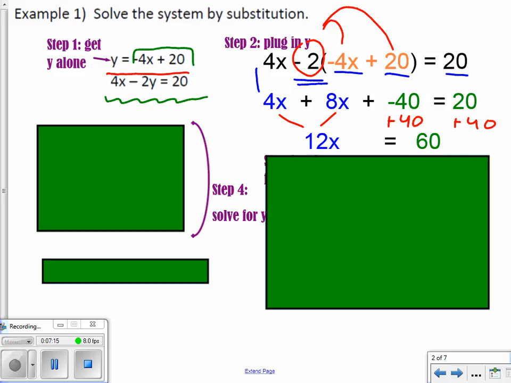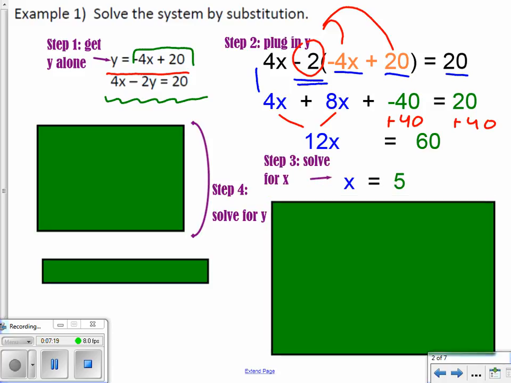From here, I'm trying to get x all alone, so I can divide both sides by 12. In fact, I'll write that in. Divide by 12, divide by 12. And now we can see that x equals 5. So that was my step 3, solve for x. We got x all alone by itself. We know for sure in our solution, our x value is going to be 5.